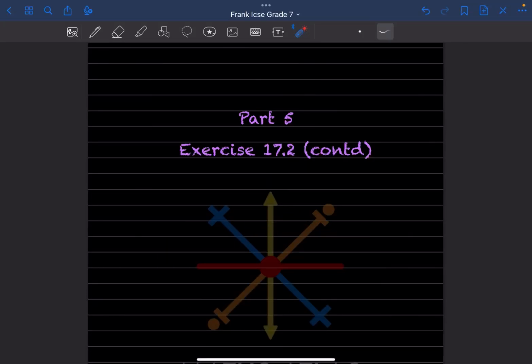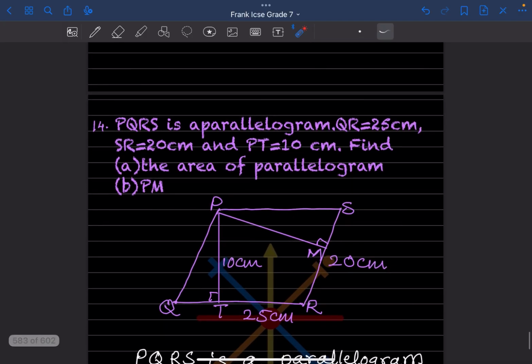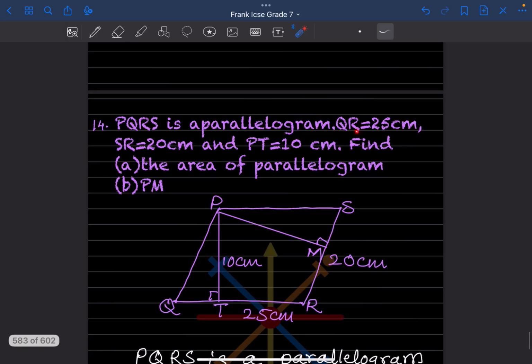So today we'll do part 5. We already started with the 17.2 exercise and have done a few questions on that, so we'll continue the remaining ones. Here PQRS is a parallelogram. QR is 25 centimeter, SR is 20 centimeter and PT is 10 centimeter. You have to find the area of the parallelogram and the PM.